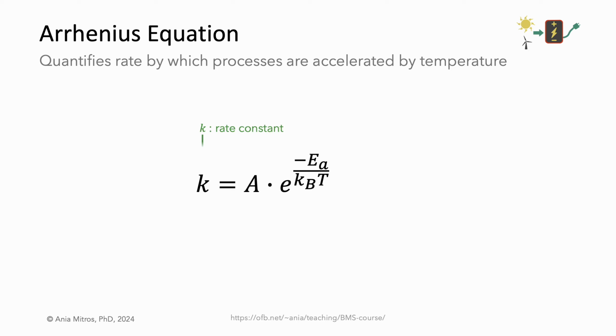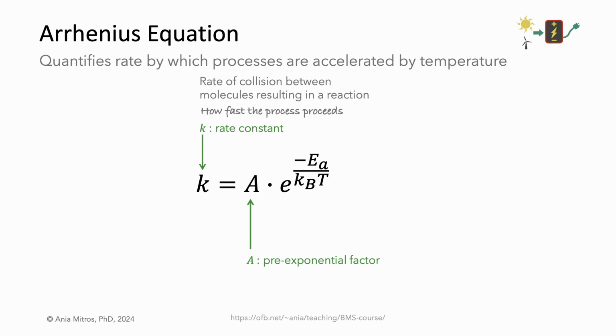K, the rate constant, is how fast the reaction or process proceeds, or as we said before, the frequency of collisions resulting in a reaction. A is the pre-exponential factor, and it is experimentally fit for a given process. We'll see in a moment that for purposes of accelerated lifetime testing, we don't have to know it.